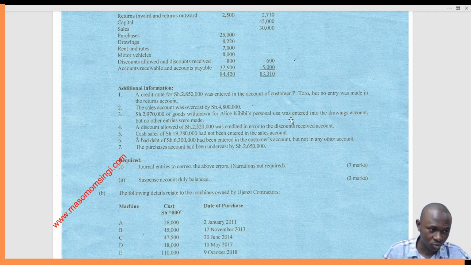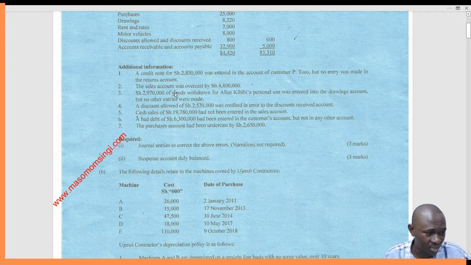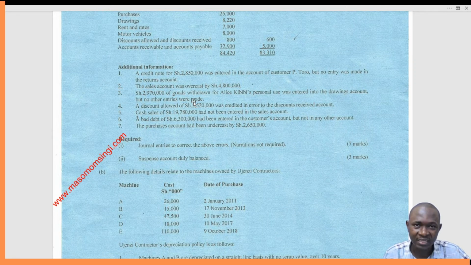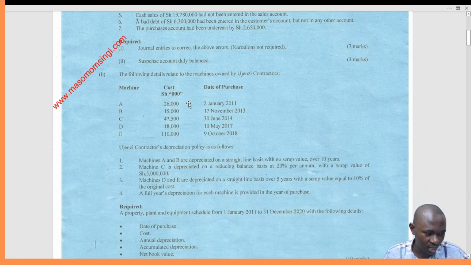So what are we supposed to do here? Create a sales account which has not been made, to show that the business actually sold goods worth 2.97 to Alice, and they were charged to her drawings account, which is very much correct. So the drawings account part of it has been captured well, but the sales has not been captured. So that's where our interest is.